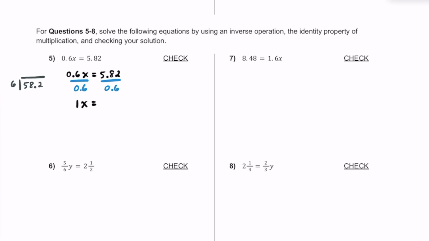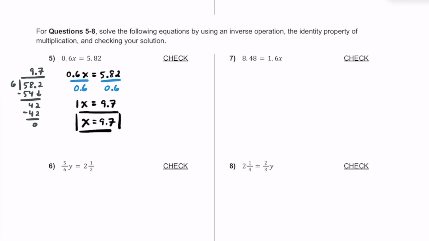So 6 into 58, let's go 9. 9 times 6 is 54. The remainder here is going to be 4. And this 2 is going to come on down, bring the decimal straight up. 6 into 42 is 7 times. 6 times 7 is 42. We have a remainder here of 0. So we know this is going to end up being 9 and 7/10. So we can say that x is equal to 9 7/10. That's what we believe is the answer here.